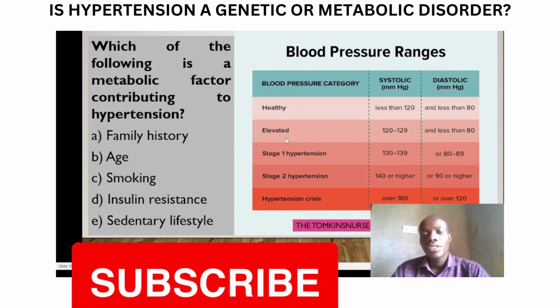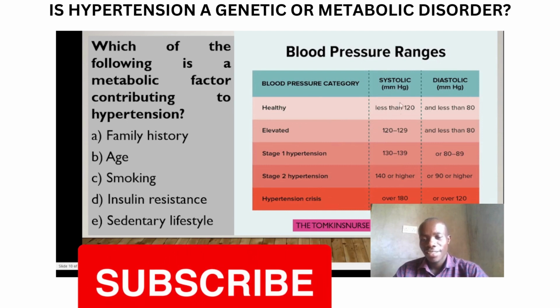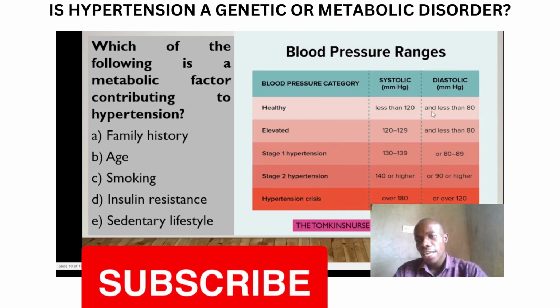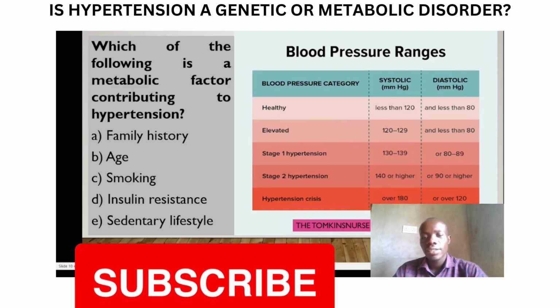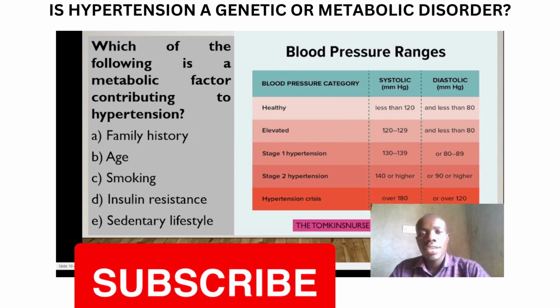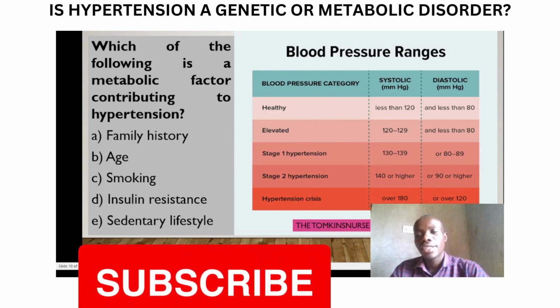Healthy population, elevated, stage 1 hypertension, stage 2 hypertension, and hypertension crisis. Yes. So the healthy is less than 120 and less than 80. Okay, crisis is over 180 systolic, over 140 diastolic. That is a hypertension crisis that can either be urgency or emergency. Great.